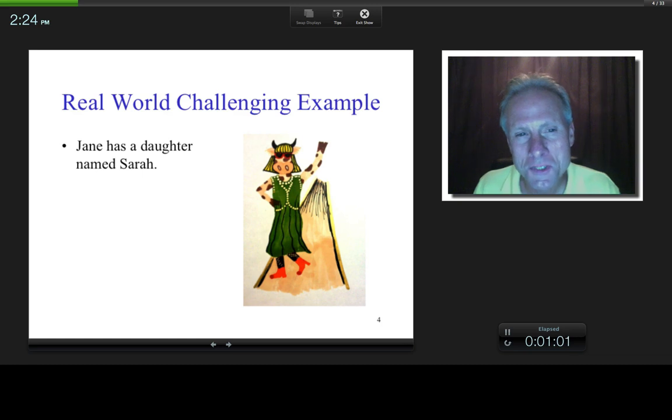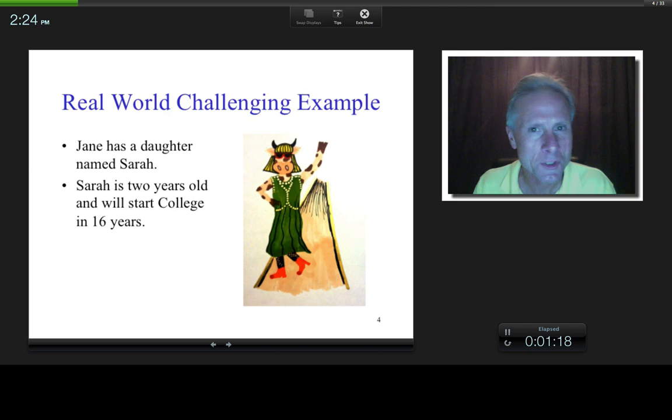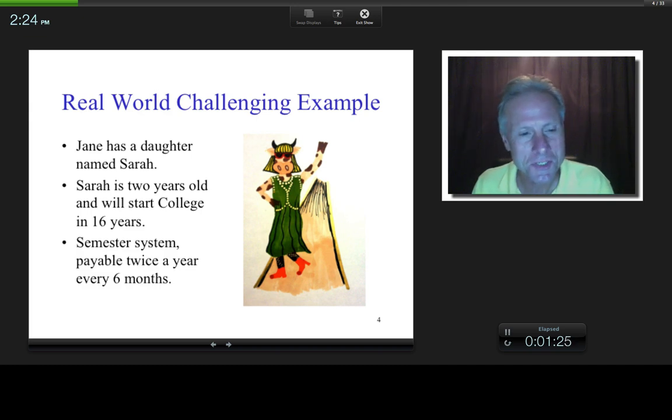Now, when I do this in class, we actually make up a real-life example. Usually there's somebody in my class who has a young child, and so I've made up the names here. So let's say Jane, she's in my class, and she's got a daughter called Sarah, and let's say Sarah's 2 years old, and she's going to start college in 16 years. And let's say she's going to be on the semester system, and we're just going to assume that tuition for college is due twice a year, payable, I'm guessing, in advance.